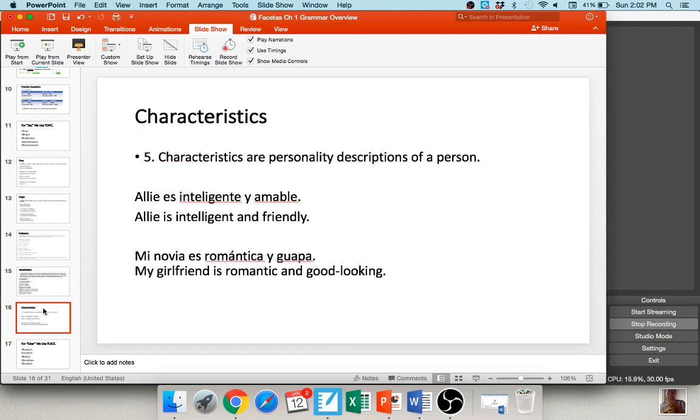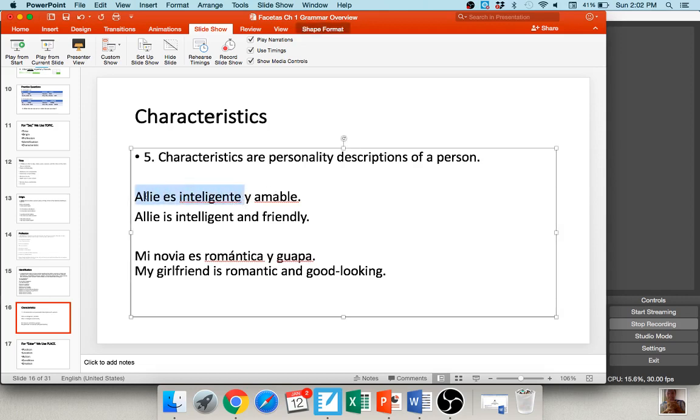Finally, you also use ser for characteristics, things that typically do not change about a person, like Ali es inteligente y amable. Ali is intelligent. She's always going to be intelligent. That's something that doesn't change. Now, you can argue, well, what if she has a stroke, or what if something bad happens and that changes? Don't overthink these, okay? Characteristics are things that do not change over time. So, Ali es inteligente. Ali es amable. Mi novia es romántica y guapa. So we're saying that my girlfriend is both romantic and good looking. So in this case, these are characteristics that do not change.